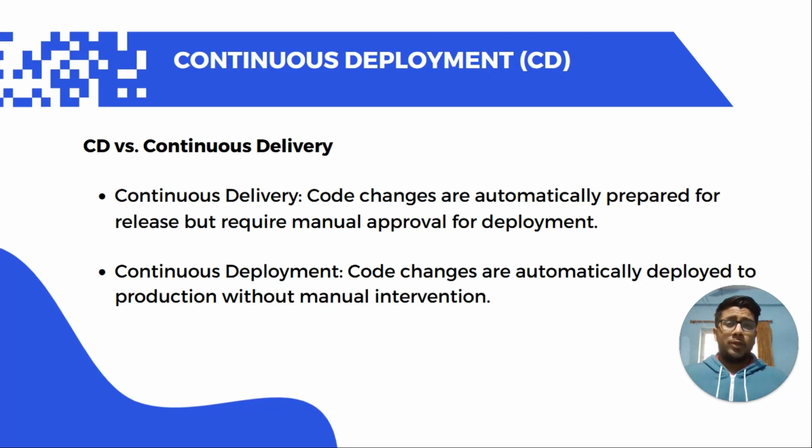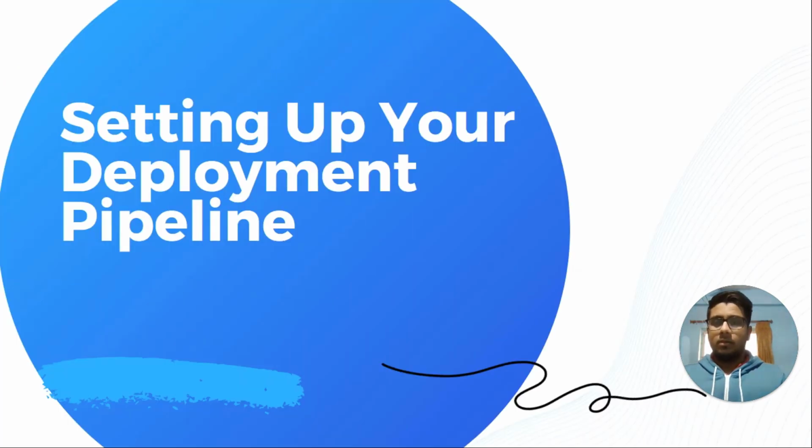Next, moving to continuous deployment versus continuous delivery. Many people treat both in the same manner, but they are different. Continuous deployment, as we understood previously, is automatic, but continuous delivery is where code changes are automatically prepared, but they require manual intervention, manual approval, for deployment. So they are different things, with a small difference.